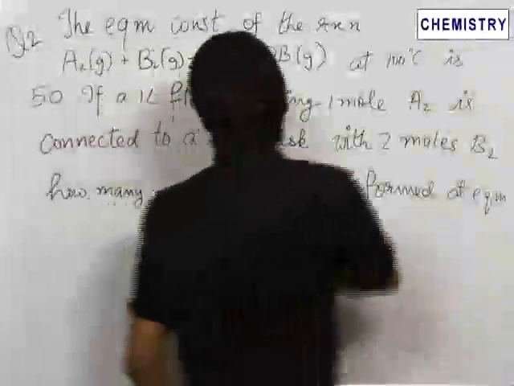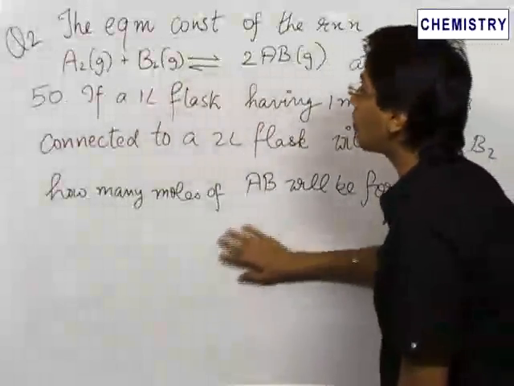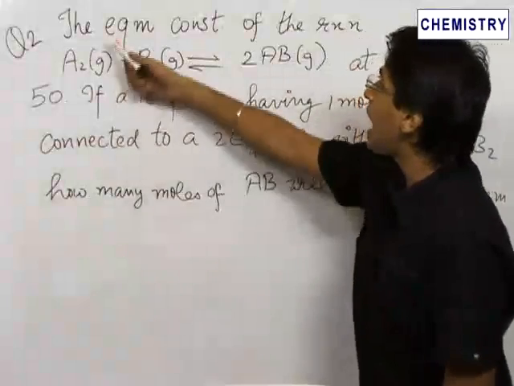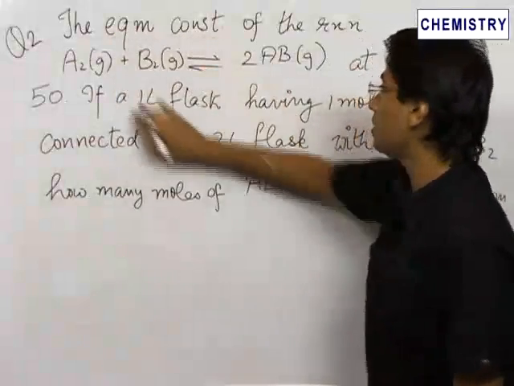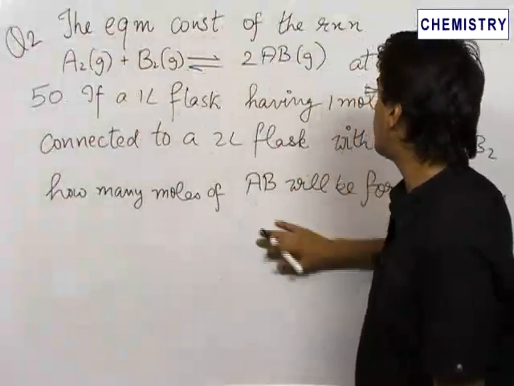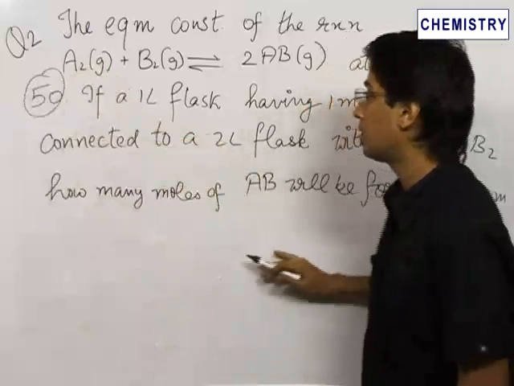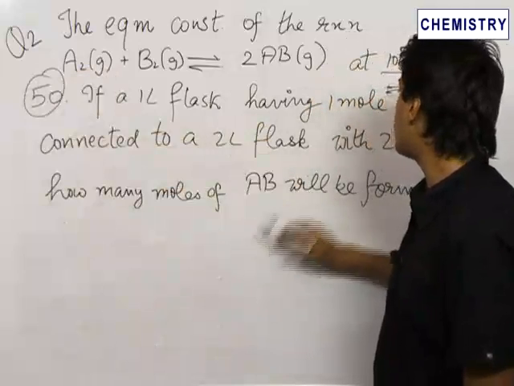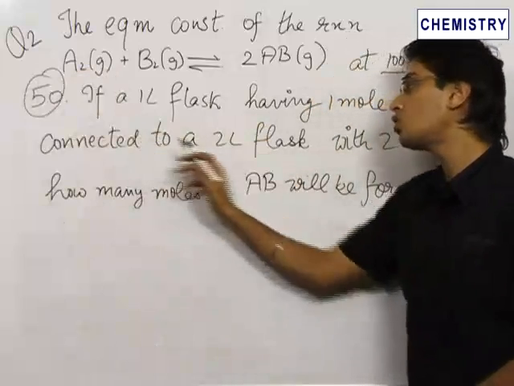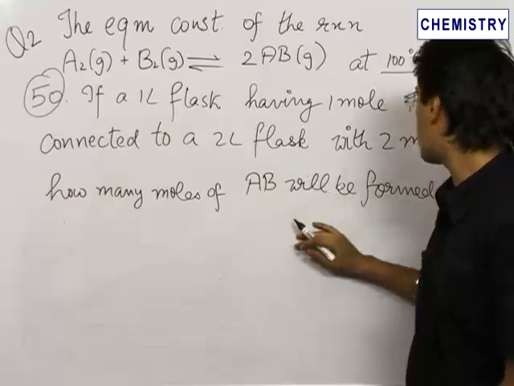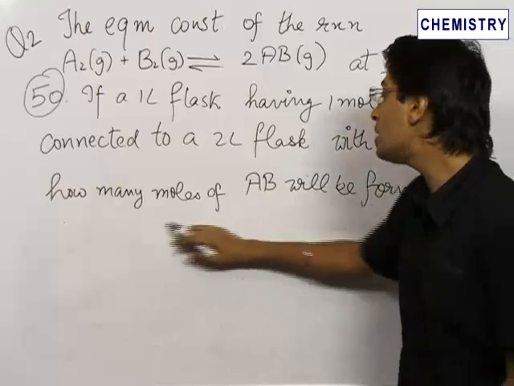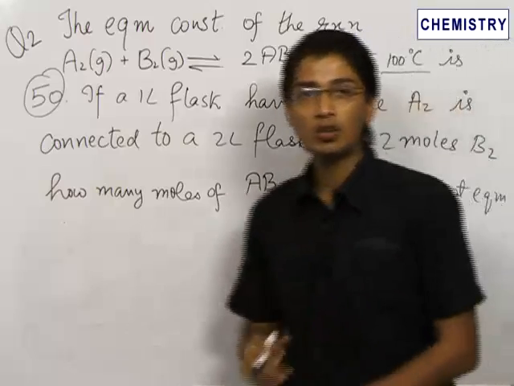The second problem which we have in hand is a pretty easy problem of chemical equilibrium. We have that the equilibrium constant of the reaction A2 gas plus B2 gas gives AB gas at 100 degrees centigrade is 50. If a 1 liter flask having 1 mole of A2 is connected to a 2 liter flask with 2 moles of B2, we need to find how many moles of AB will be formed at equilibrium.